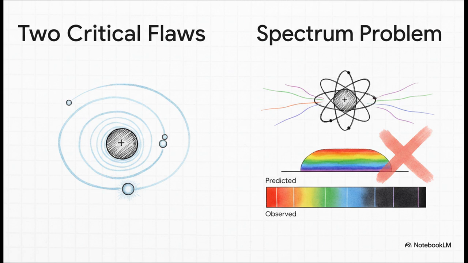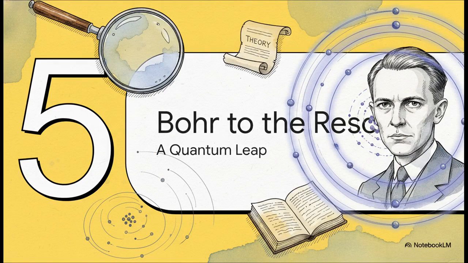The second problem was about light. Rutherford's model predicted that atoms should give off a continuous rainbow of light. But when you actually look at them, they only emit very specific, sharp lines of color. It's more like a barcode than a rainbow. His model just couldn't explain this. So our detective story has hit a wall. A major plot twist. Rutherford found the culprit, the nucleus, but his explanation of the crime scene didn't hold up.